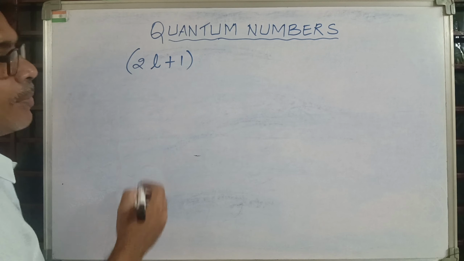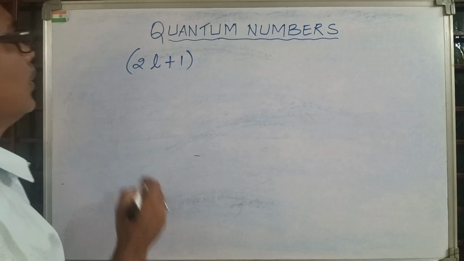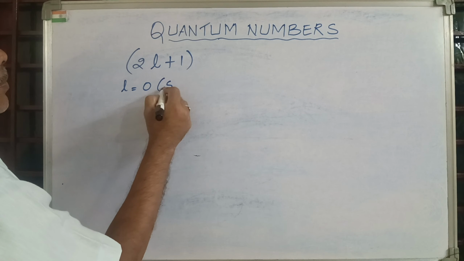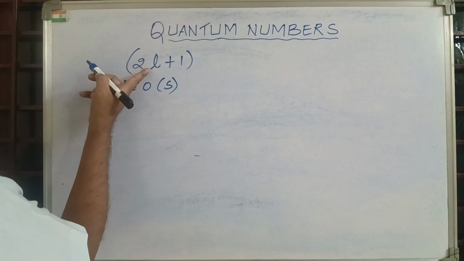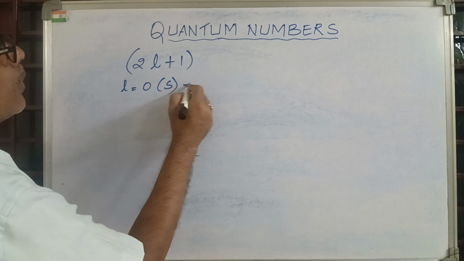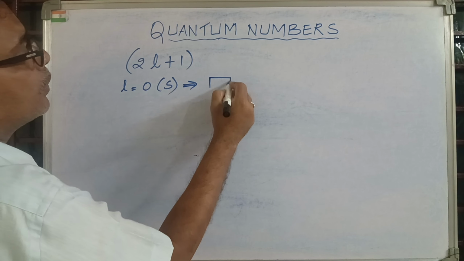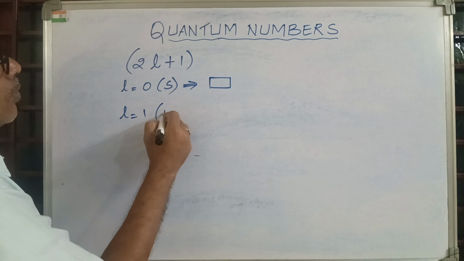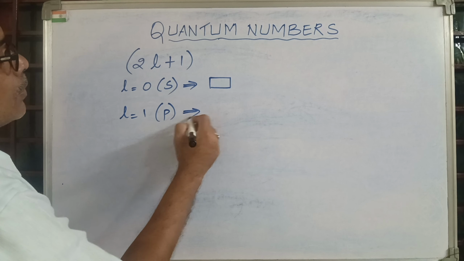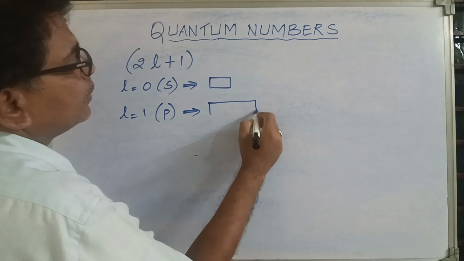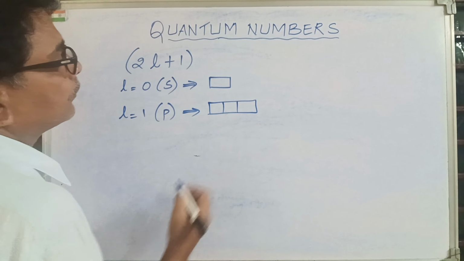Just now we discussed the magnetic quantum number. Now what happens? L is equal to 0, that is the s orbital. So place this 0 here: 2 into 0 is 0, plus 1, it is 1. Therefore it requires 1 degenerate orbital. L is equal to 1, which is called the p orbital. So place this 1 here: 2 ones are 2, plus 1 is 3. So it requires 3 degenerate orbitals.